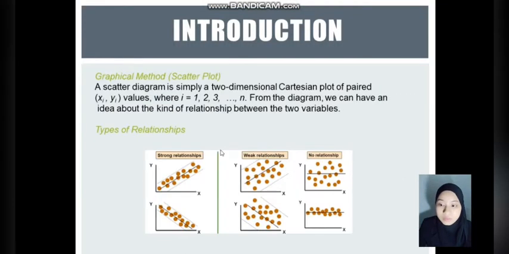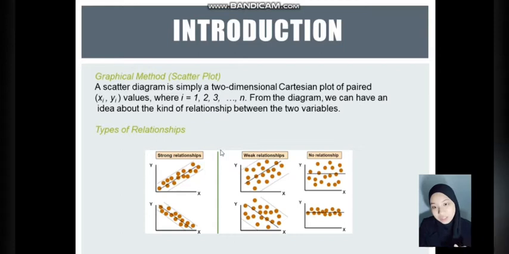So we go to the graphical method. There is the scatter plot. A scatter diagram is simply a two-dimensional Cartesian plot of paired xi and yi values, where i is 1, 2, 3 or another number, that is n. From the diagram, we can have an idea about the kind of relationship between the two variables.